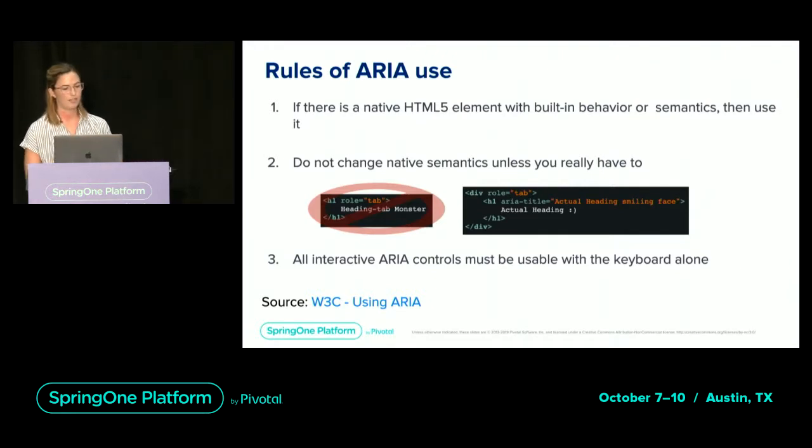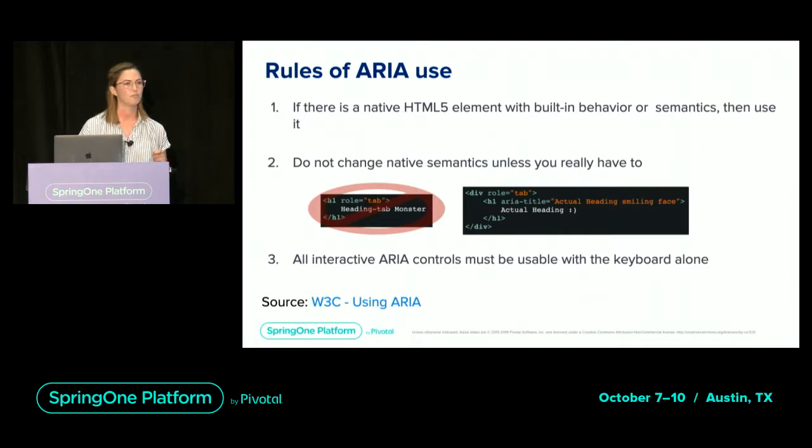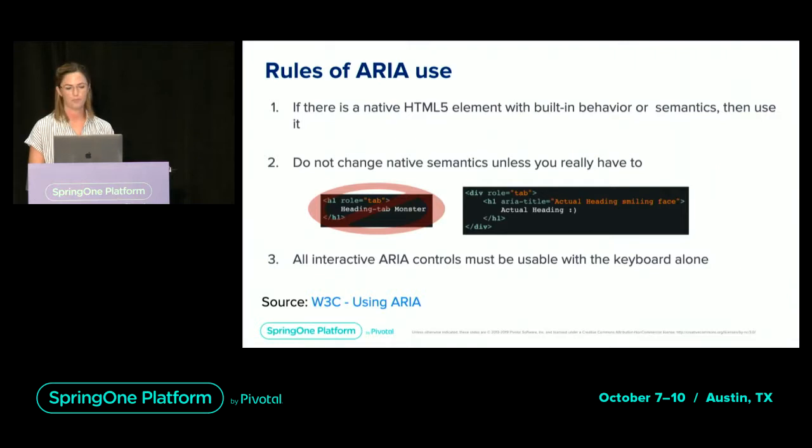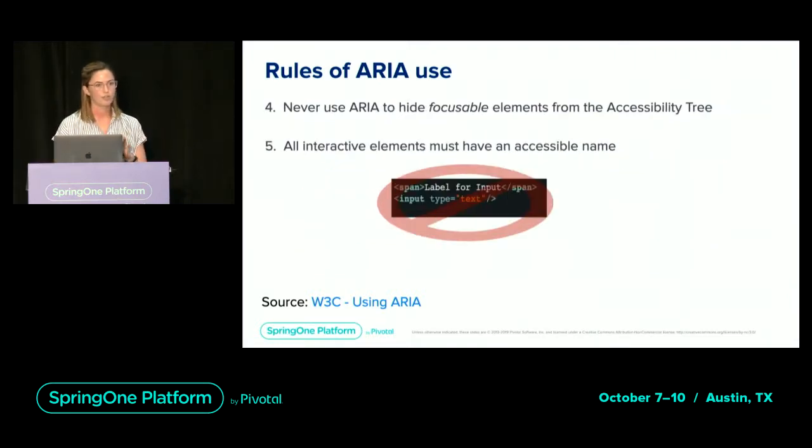Number three, all ARIA controls must be usable with the keyboard alone. If you can click, drag, drop, or tap it, you should be able to do the same functionality with a keyboard. Number four, never use ARIA to hide focusable elements from the accessibility tree. Not to be confused with, there are some things that it's okay to hide from the accessibility tree, notably purely decorative icons, totally okay, you can hide those. But focusable elements need to be there.